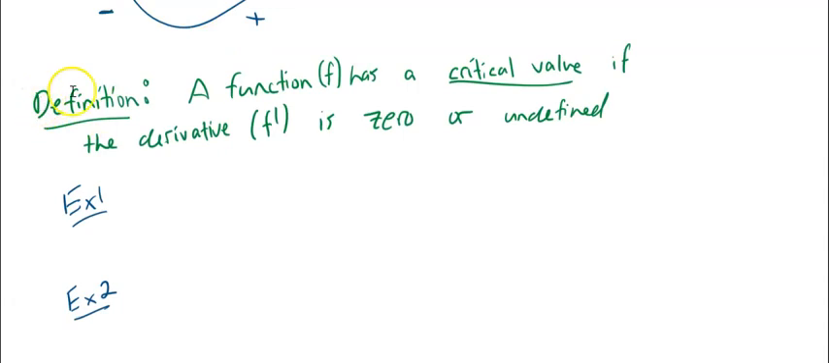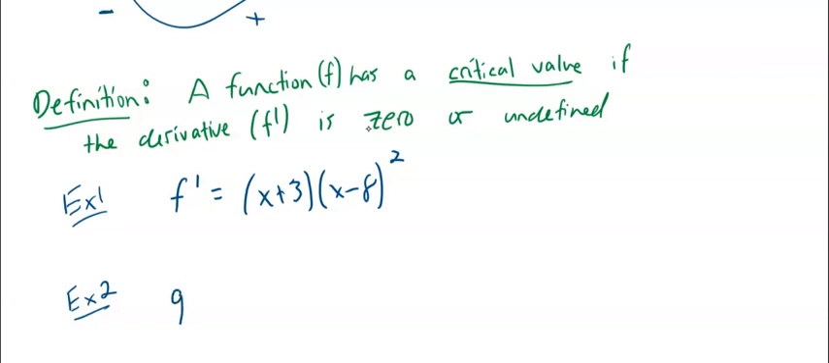So I'm going to pause for a moment and write a definition here. Okay, so our definition is for the term critical value. A function f has a critical value if the derivative, which is f prime, is either 0 or undefined. So I'm going to give you two examples. I'm going to use f prime equals (x plus 3)(x minus 8) squared. That's my first f prime, or my first function. And then we'll say g prime equals 1 over x squared minus 1.